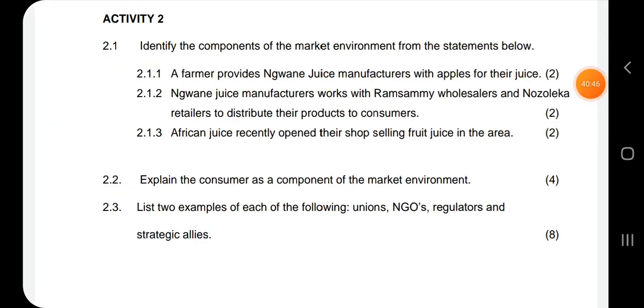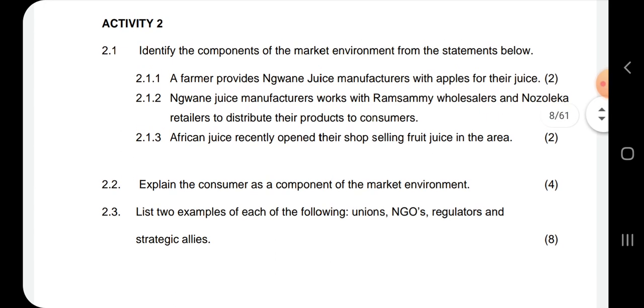So it is very important to be able to identify components of different markets by just being given scenarios or sentences. Like, for instance, this 2.1 says: identify the components of the market environment from the statement below. A farmer provides Ngwane juice manufacturers with apples for their juice. What can you say that is? It's a supplier who is supplying. Ngwane is selling apple juice.